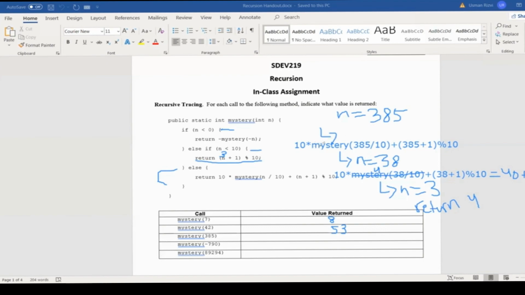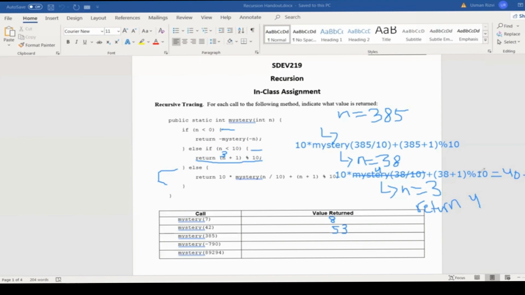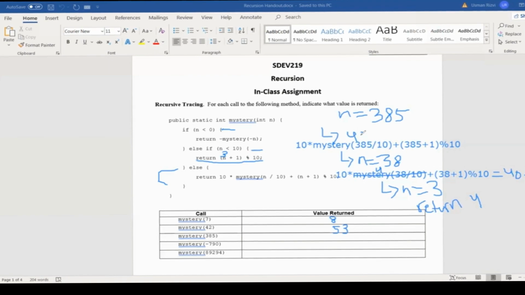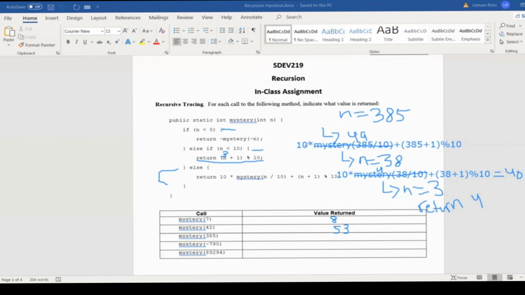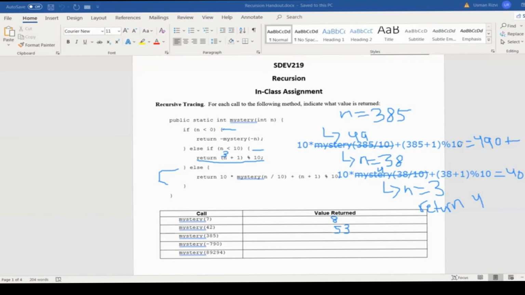Now, this recursive call, we know the value of that. The value of that is 49. So 49 gets plugged in here, and we can cross off the mystery call because we know the value of that now. So now we have 10 times 49, which is 490. And then we have 385 plus 1, which is 386. 386 mod 10, what's the value? 6. 386 mod 10 is 6.